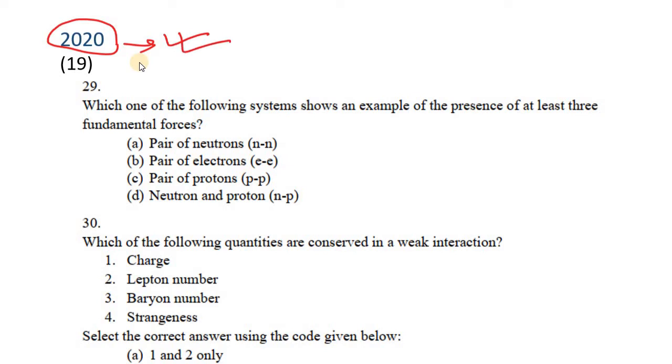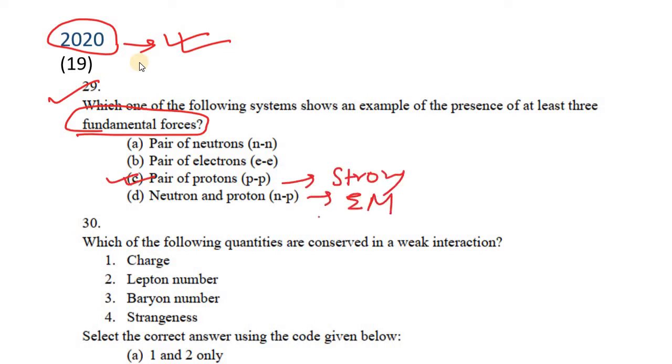So the first question they are asking is, which of the following systems shows the presence of at least three fundamental forces. If you see the proton and proton pair, there is the strong force, EM also, and there is gravity. For the pair of neutrons, EM is missing because they are neutral, and for the neutron and proton, the strong force is missing. So only C is the best suitable one.